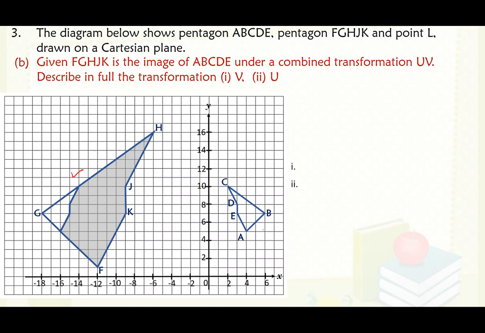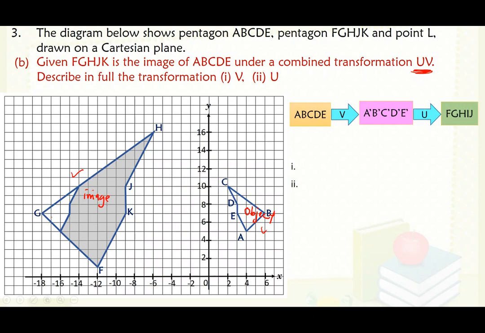B, given FGHJK is the image of ABCDE. The big side is the image for ABCDE. So this is object. This is our image. Pentagon at point. Given FG is under transformation UV. Describe in full transformation V and U. This one want to become the big side, so must be become this side first, then only can enlarge. So ABCDE make an image, then only go to the big side.